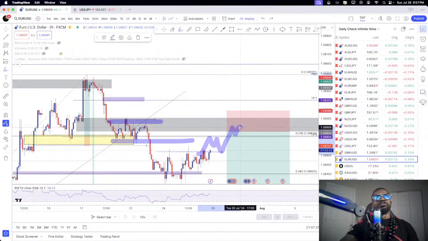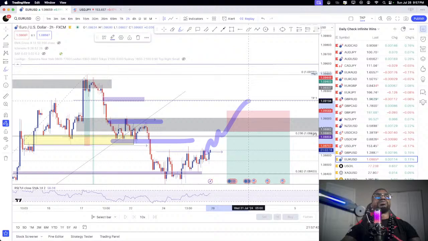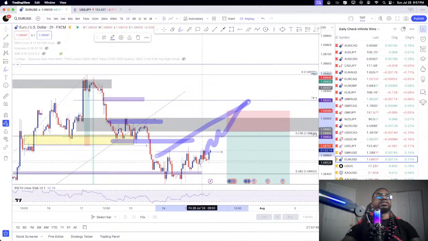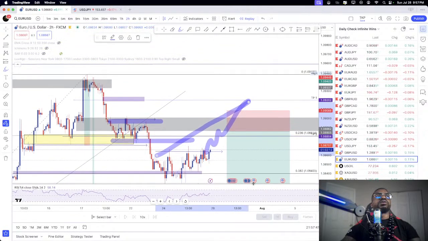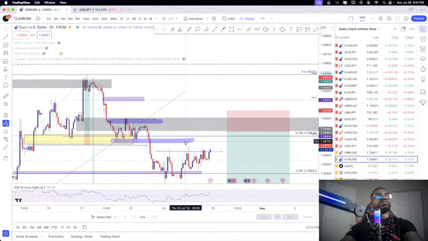Is this level going to be strong enough to hold, to push price down, or will it continue to go up to reach this level? This is the only thing that we're pretty much looking for. Now, in looking for these two things, patience is definitely a big key. And the other thing is discipline, okay?